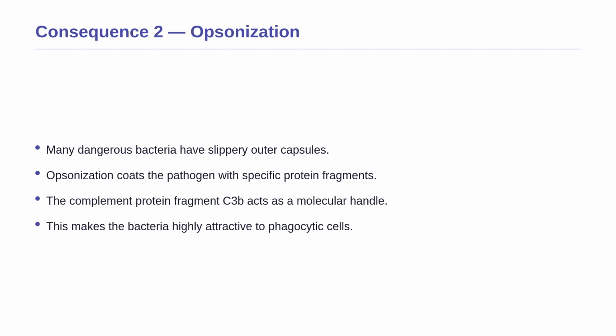The second major consequence is opsonization. Why is this necessary? Because many dangerous bacteria have slippery outer capsules that make them incredibly hard for your immune cells to catch. Opsonization solves this mechanical problem by coating the pathogen with specific protein fragments. The most important of these is the complement fragment C3b. When C3b binds to the bacterial surface, it acts like a molecular handle. This coating makes the slippery bacteria highly attractive and very easy to grip for your phagocytic cells, allowing them to quickly engulf and destroy the threat.